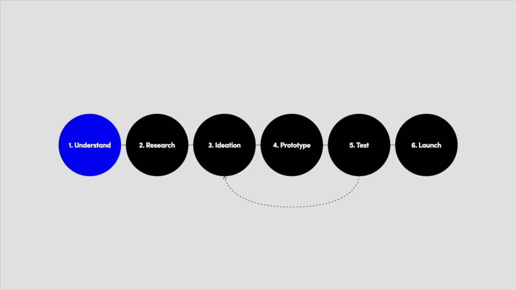So I've produced this graphic to help you keep that in your head. Step 1 is to understand the problem. Then you research the users and the market, then you go on to creating ideas, create a prototype, and then you test it. And then once you've ironed out any other problems, you can either do another round of ideation, prototype it, and then launch it. So that's the basic UX process.